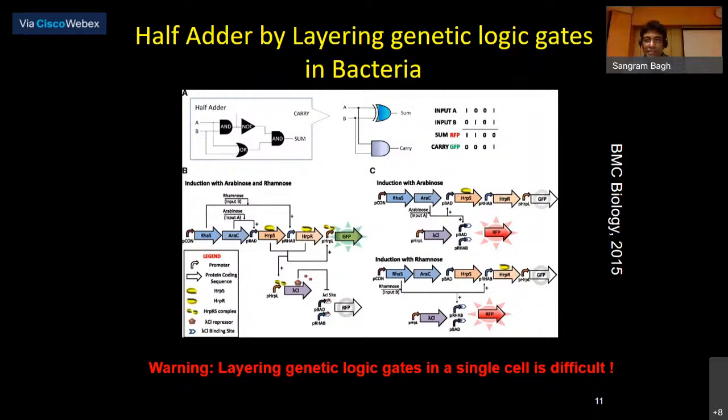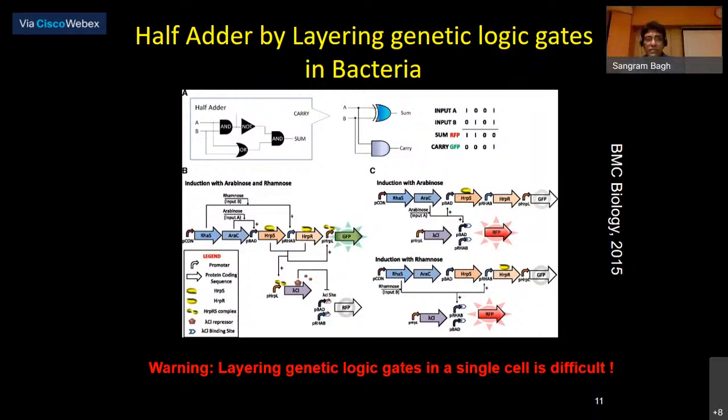Let's just say it is definitely easier said than done, because in each of the cases you have to think about the digital behavior, the noise and everything, and take care of all of them. But they were able to do that, and this happened in 2015. Till now, nobody could actually develop a full adder in a single cell. In mammalian cells, I'll come to that, but it is not exactly like this. So why is it impossible to make even in bacteria?